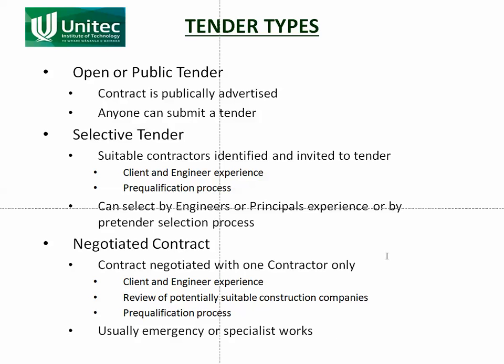The last one is a negotiated contract. This is where you might want something done really quickly. You don't have time to go through the tendering process, or it might be that the works require real specialist work that only one company can do. In this case, you negotiate with one contractor. You don't advertise the work at all. You prepare the tender document, you go to the one contractor that you want to do the work, and you negotiate a contract.